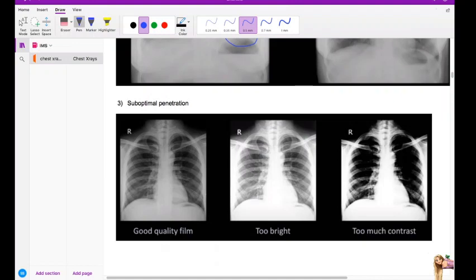Basically, the quality of the X-ray, the contrast, is the contrast between the black and white. The quality, like the penetration, depends on how long you exposed the X-rays, on the build of the person, if the person was too obese, and on the intensity of the X-ray. Based on that, it can be too bright or have too much contrast. If it's too white, you might miss certain pathologies, and if it's too dark, you might not see something.